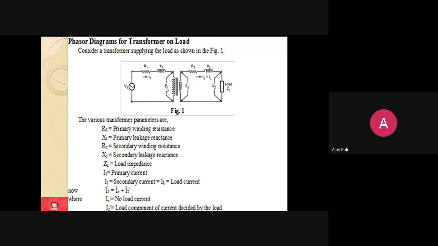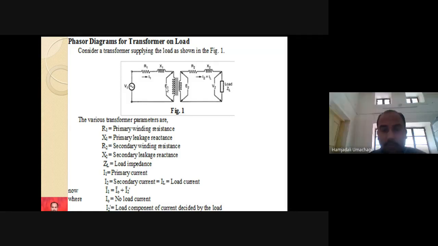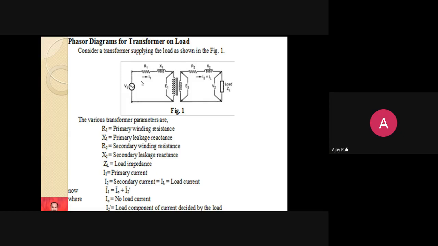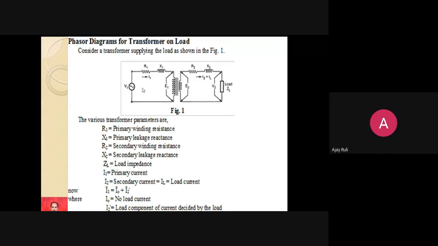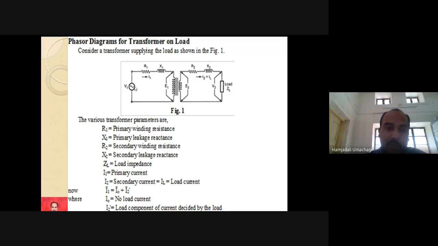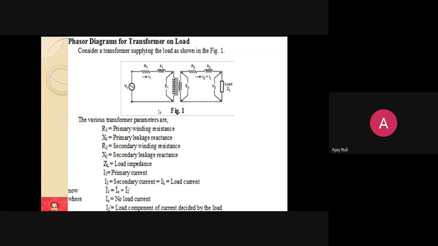Sir, in the anti-clockwise direction, why will E1 become positive? See, the concept here is that this induced EMF opposes V1. For that reason, we are taking a negative sign. Opposing means it will try to reduce the source voltage. It is not helping the source voltage, it is trying to reduce it. For a reduction, we need to take a negative sign there. Okay, thank you.